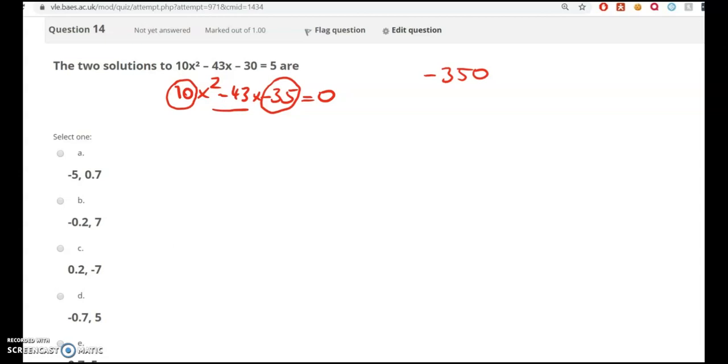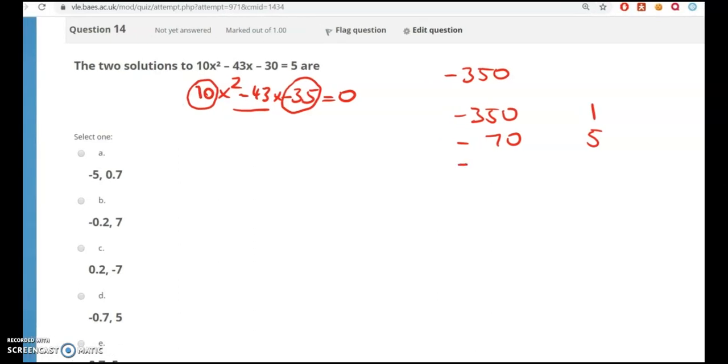So we'll try them out. Of course, it can be minus 350 times 1 or minus 1 times 350. And we can do minus 70 times 5. Or it could be minus 50 times 7. And this seems to be the right one, because adding 7 to minus 50 would give us minus 43.